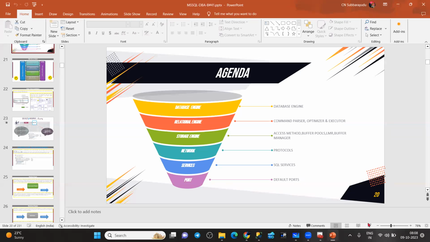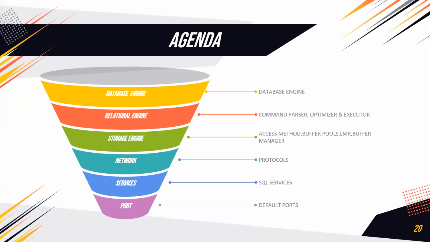As part of architecture, we are going to discuss components like the database engine. Under the database engine, we have the relational engine and the storage engine. Under the relational engine, we have the command parser, query optimizer, and query executor. In the storage engine, we have access methods and buffer pool, and we have the log manager, and the network protocol, services, ports. All these concepts we are going to cover in the next 2 days, where we will discuss the complete SQL Server architecture.